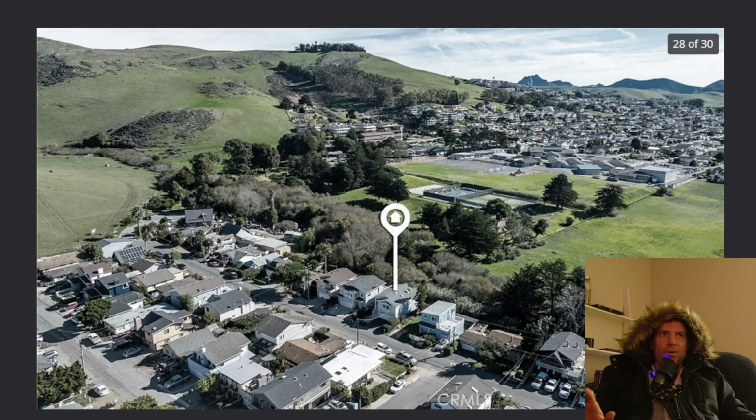Every minor annoyance in that house, which are minor, are so irrelevant when you look at this. We're not even looking at the ocean. This is just some of the beauty of California, that we have this hill.